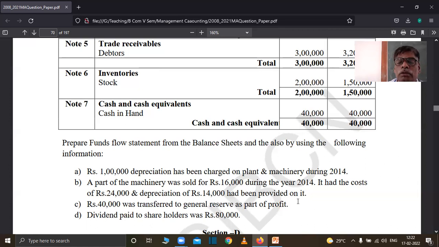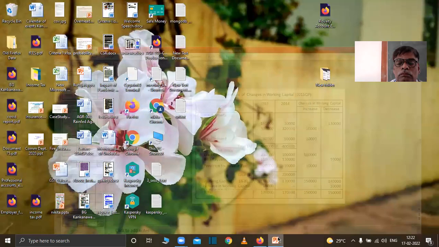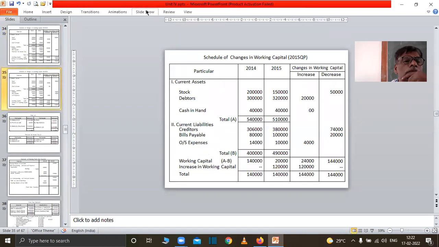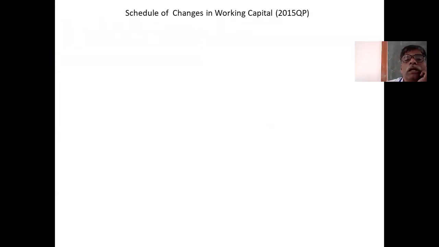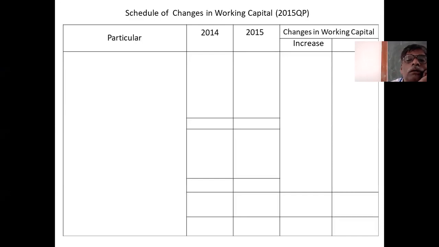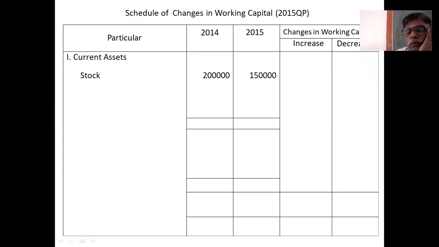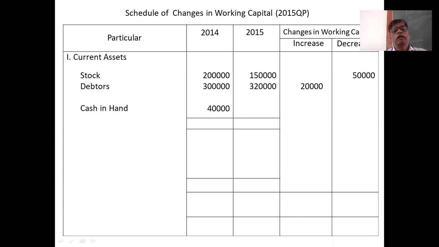Clear. Now you see the solution. First statement is schedule of changes in working capital. First you take the current asset. In the current asset, stock, first column 2 lakh, second column 1,50,000. So there is a decrease of 50,000, which goes in the decrease column. Next is debtors 3 lakh, 3,20,000. So there is an increase of 20,000. Go to increase column. Then cash in hand 40,000, 40,000. So there is no change. Adra amount matra barri.